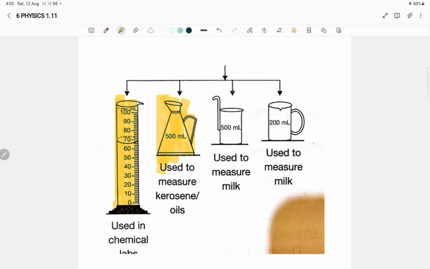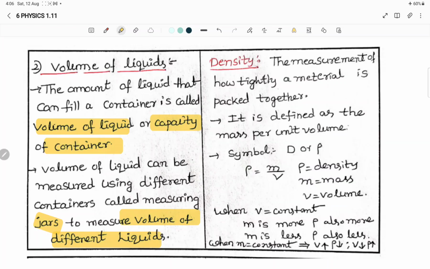Next, the third one. Here also 500 ml, which is half liter. By using this measuring jar we can measure milk in our daily life situations. Observe this figure. Next, the fourth one, a 200 ml jar is also there. By using this jar also we can determine the volume of the liquids. Volume of the liquids.